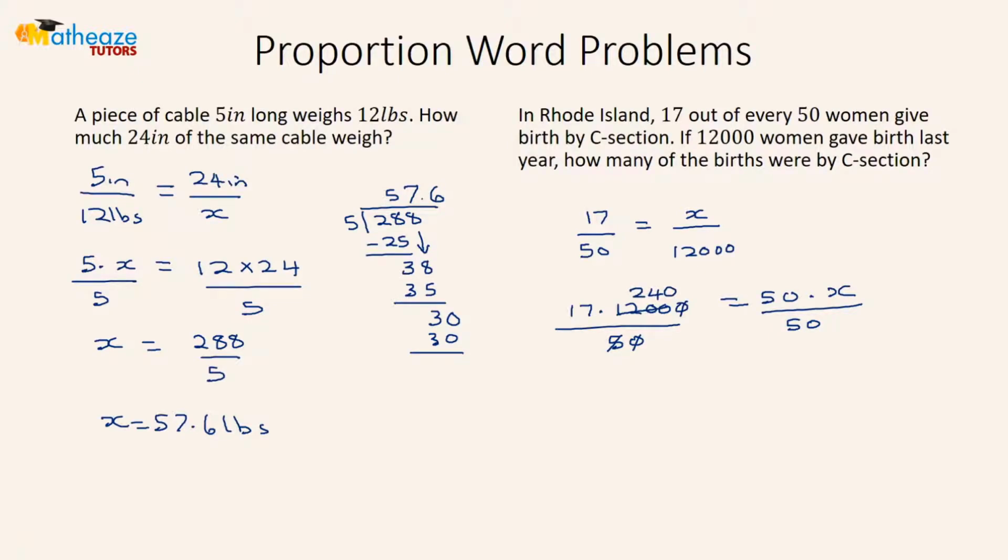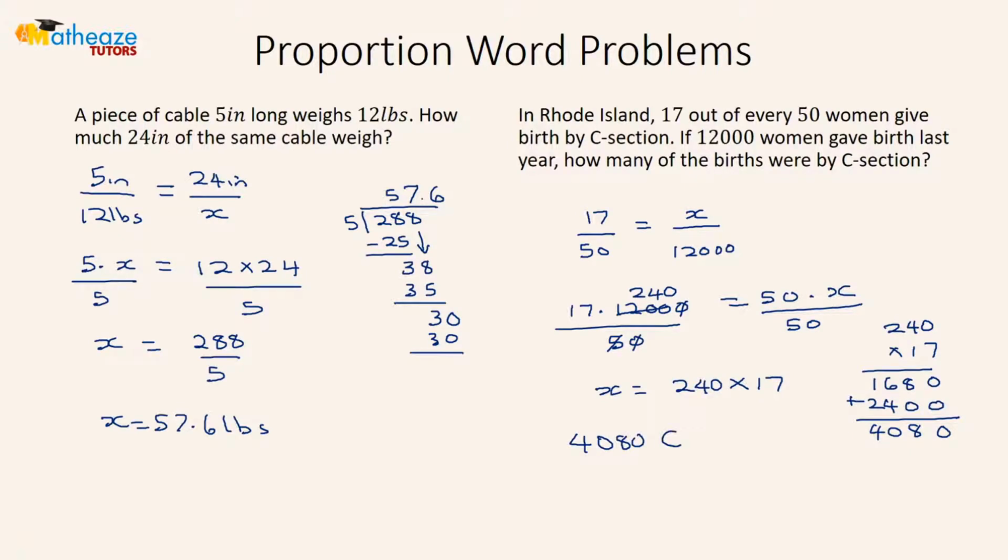Divide here by 50. So we have 0 crosses out here, 5 crosses out, and then we have 240. So we have x is equal to 240 times 17. Let's do that right here. 240 times 17. 0, 8, 16. We put a 0 over here. 0, 4, 2. And then we add this together. We have 0, 8, 6 plus 4, 10. And then we have 4. So we have 4,080 C-section births.